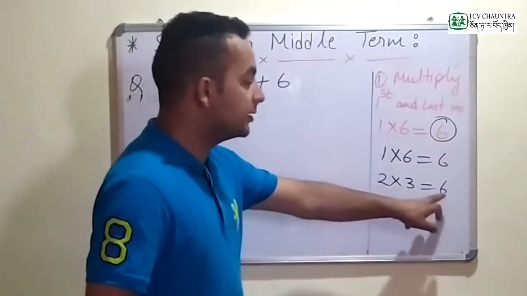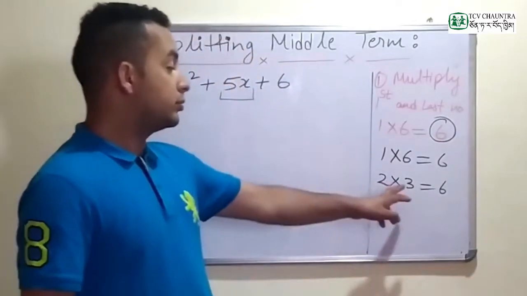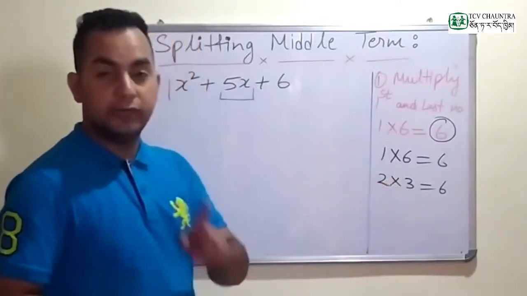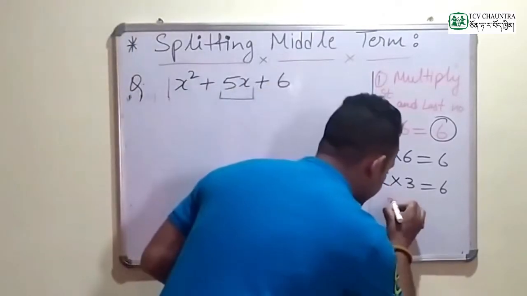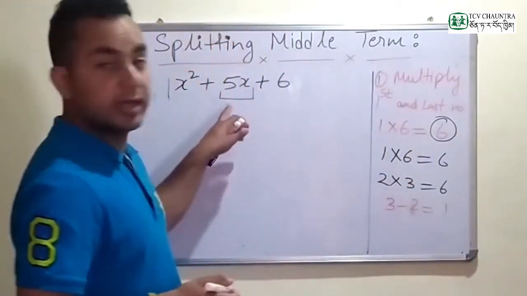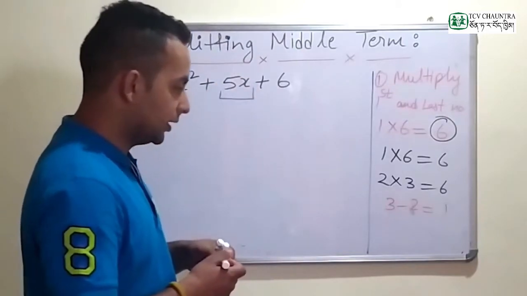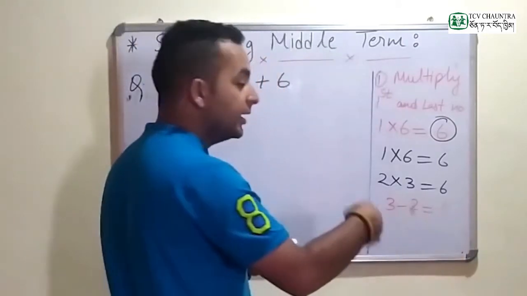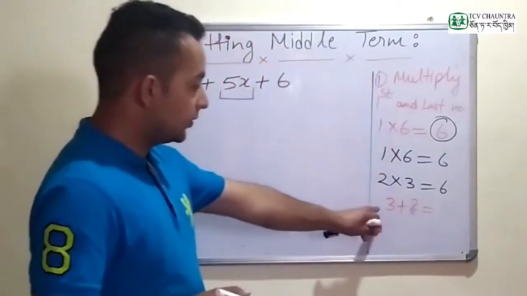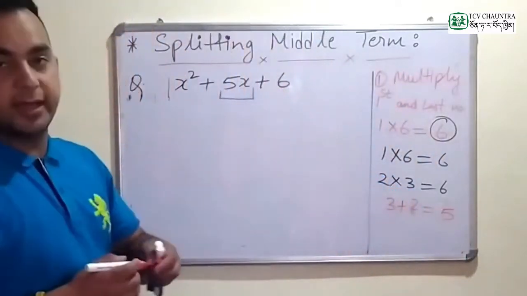So 2 3s are 6. If we subtract 2 from 3, you will get a 1. If we subtract 3 from 2, you will get a 1. So it doesn't make sense over here, right? You need a 5 over here. And then the second we have, if we add 3 plus 2, then you will get 5. Okay, it makes sense, right?